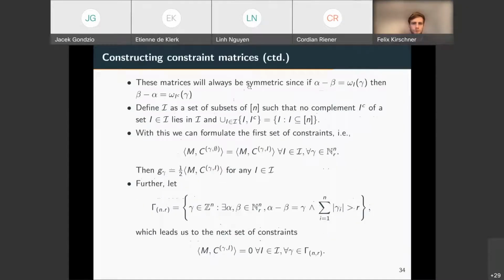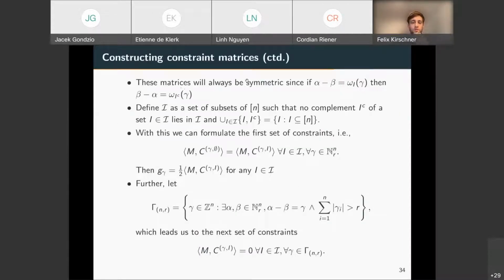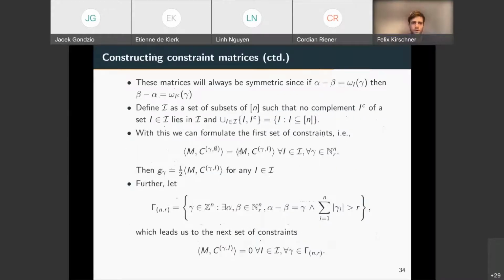And we do this because the resulting matrices will be symmetric, because if alpha minus beta is omega i gamma, right, then beta minus alpha is equal to omega i complement gamma, right? Because going to the definition of gamma, if i is in the complement, then we win in this other case, and exactly the other components get flipped, and we get exactly the other case, right?